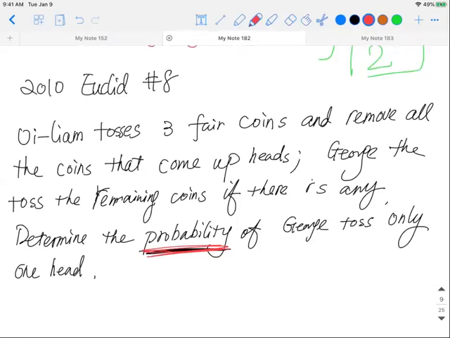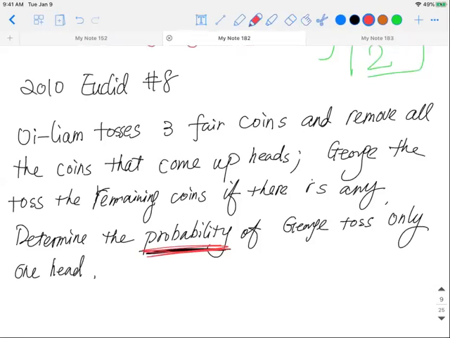How are we going to do the casework? Basically, the first person tosses and removes all the heads, and then the second person comes and, if there's any remaining, does another toss. The question asks for the probability that George tosses only 1 head. Who can tell me how you would classify the different scenarios in this problem?